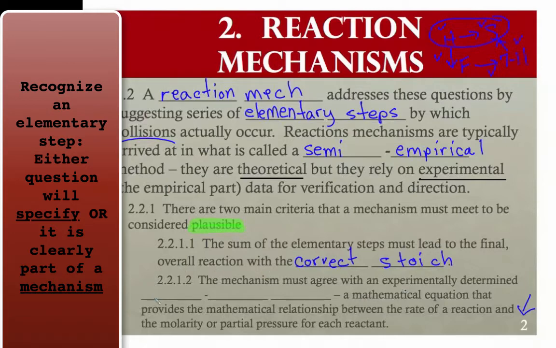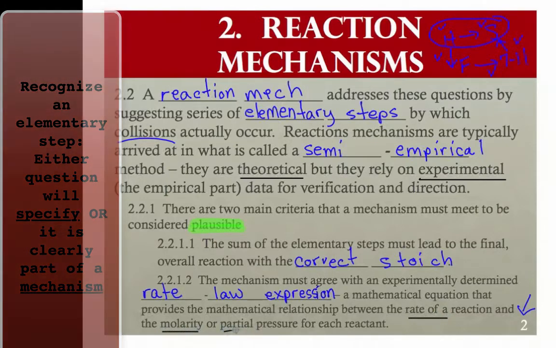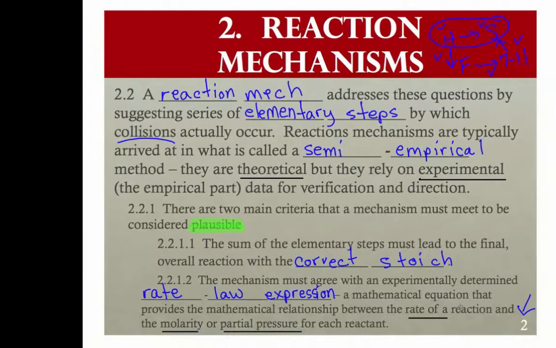Now, additionally, the mechanism has to agree with something we call the rate law expression. The rate law expression is a mathematical equation that describes how the rate of a reaction is going to depend on molarity and partial pressure, depending on what values are given. Now, there's also kind of hidden in there a little discussion on temperature, and we'll move through that as we move through all of our notes here.